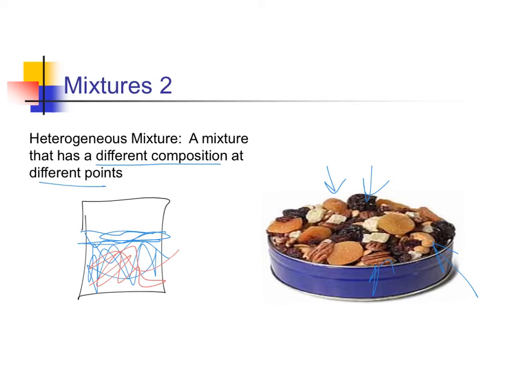So you need to homogenize sometimes those heterogeneous mixtures. You need to homogenize, blend them so that there is the same composition throughout. Now, you're not going to blend a trail mix. You're not going to do that so that it's all the same. That happens in your belly when you're eating it.